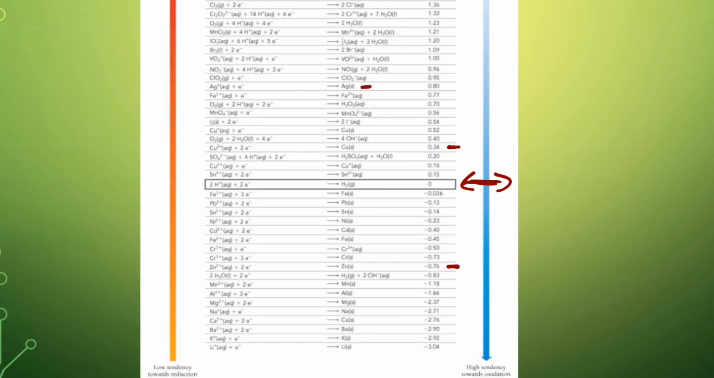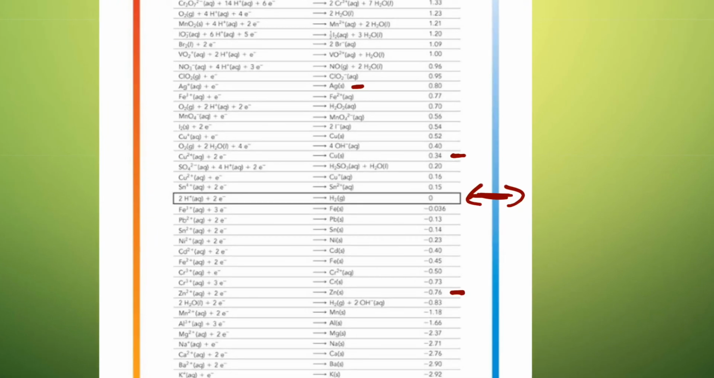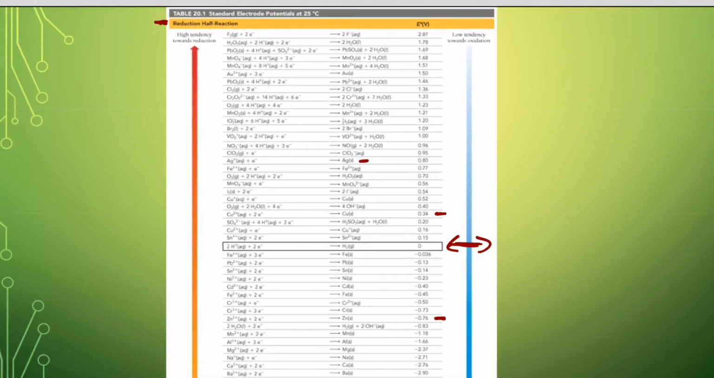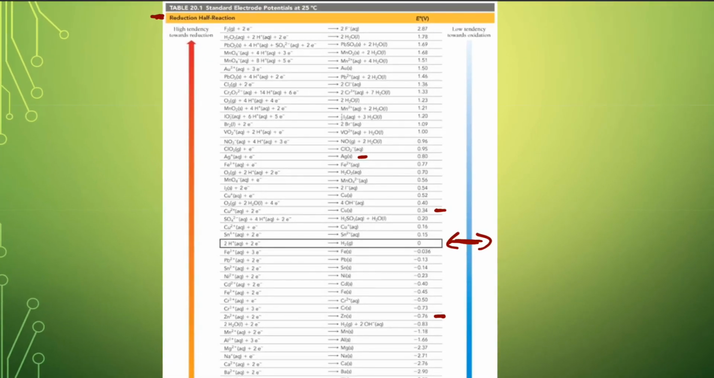Metals that are up here, silver, copper, gold, way up here, platinum, which isn't even on here, but it would be way up here. These are not going to react.